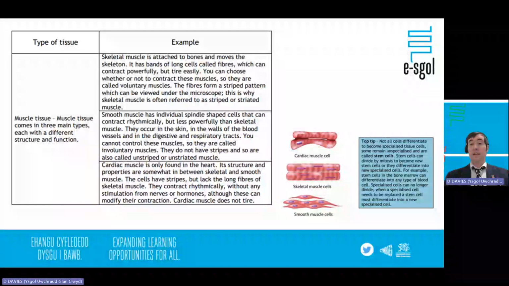Skeletal muscle needs some sort of external information. There needs to be a message from the brain in order to get them to contract, and therefore you move, whereas cardiac muscle does not require that. Okay, it is myogenic.